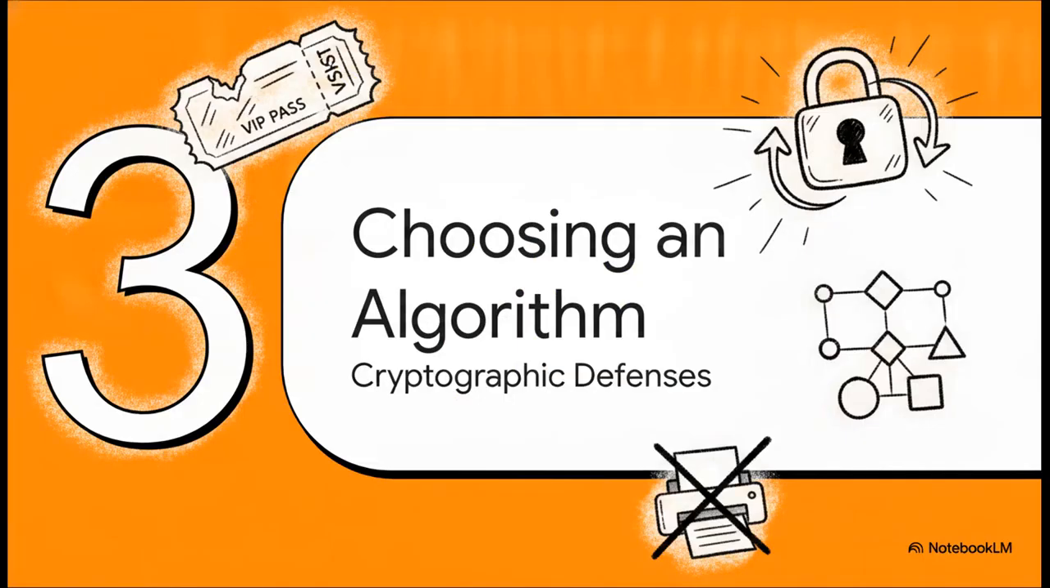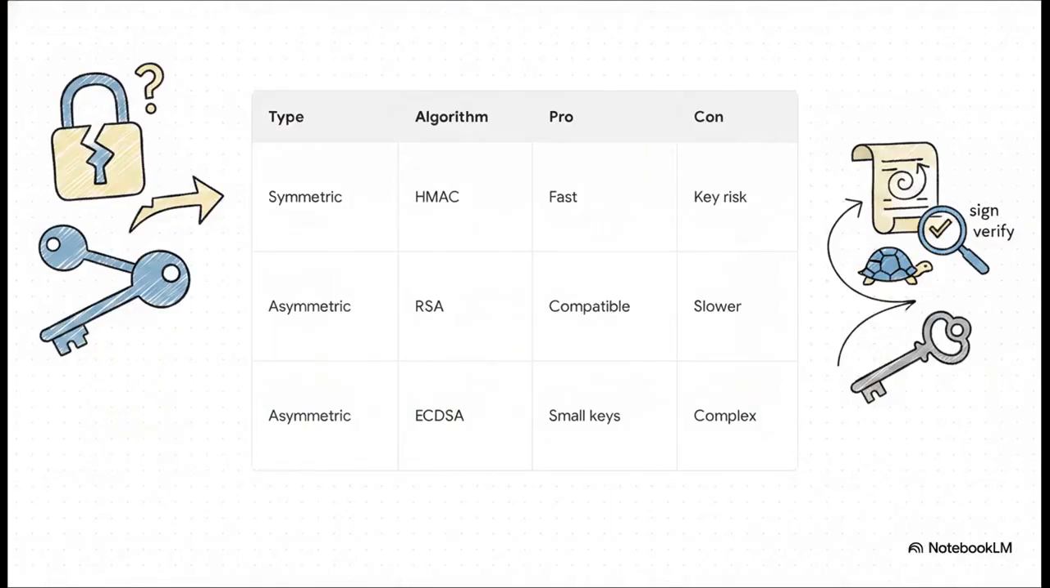All right, Section 3, choosing a signing algorithm and our cryptographic defenses. Because, let's be real, a VIP pass is utterly useless if any random person with a printer can forge it. So let's examine how we mathematically lock these things down. Let's compare symmetric against asymmetric algorithms.